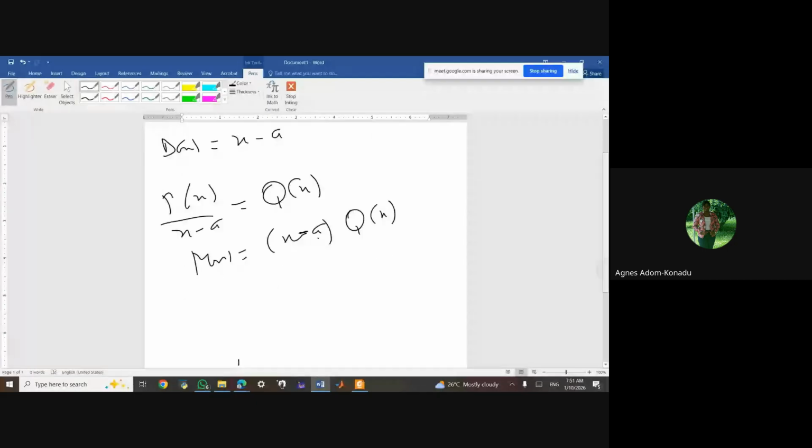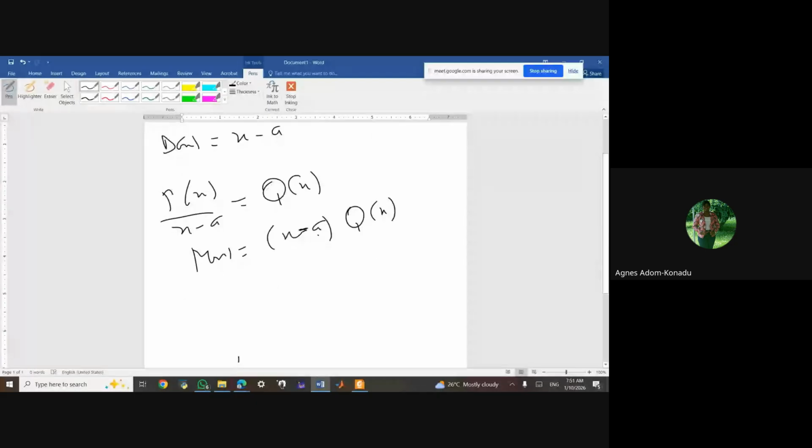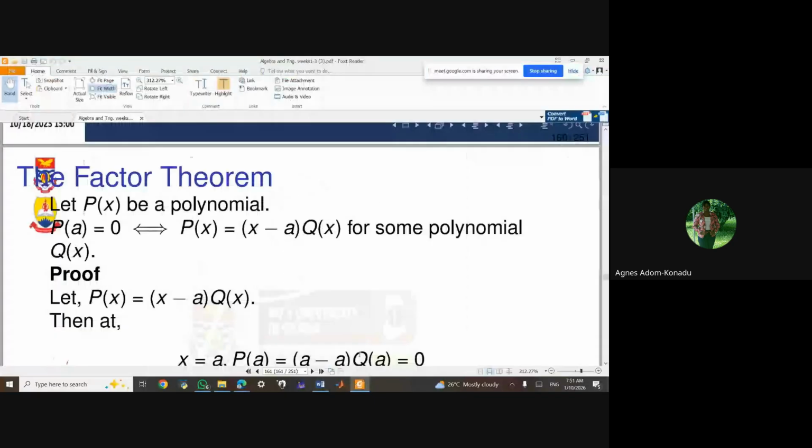Now, if x minus a is a factor, it means that when I substitute a into the function, I'm supposed to get 0. So if x minus a is a factor, then when I substitute a into the function, I'm supposed to get 0. So that is the factor theorem. This means that this is a factor, and this is also a factor. Then when I substitute a, I'm supposed to get 0. Okay, so we want to look at the proof.